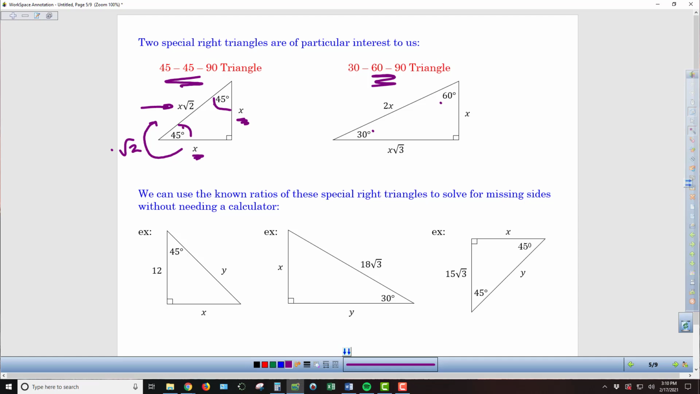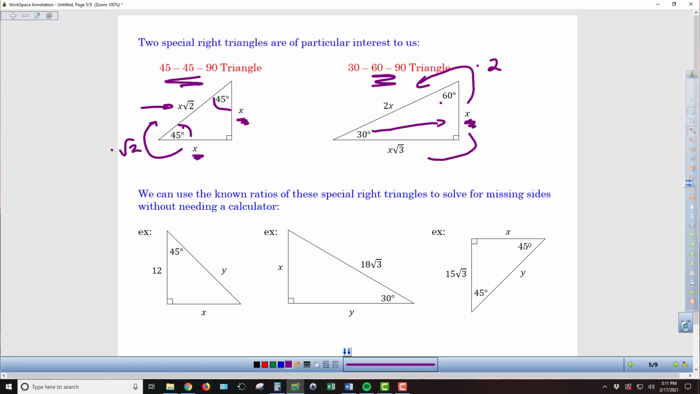In the case of the 30-60-90 triangle, of course, it's not an isosceles triangle, so we don't have two sides that are the same, but we still have a pattern that we can take advantage of. And so it all starts with the short side of the triangle, which is the one that is across from the 30-degree angle, wherever that is. And so it turns out that to get from that short side to the hypotenuse, we can multiply by 2. So whatever that short side is, the hypotenuse is going to be twice as long.